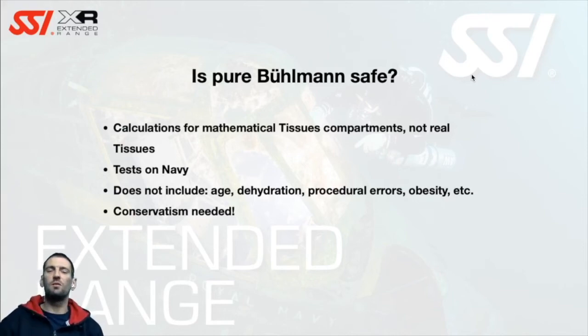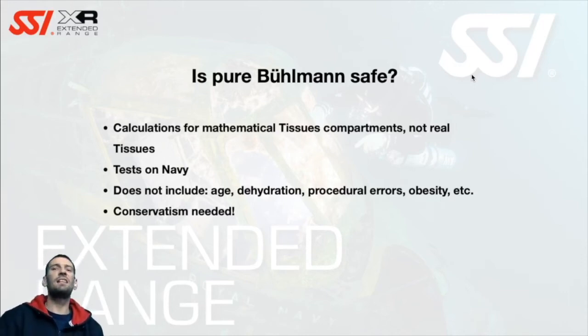But what is more important, why the pure Bühlmann algorithm is not safe, is simply because it didn't take into consideration factors like age, dehydration, obesity, physical conditions of the diver, procedural errors. The Bühlmann algorithm was created mostly using mathematical calculation and hyperbaric chambers. So if he decided to ascend from 40 meters to 20 with an ascent rate of 9 meters per minute, that was easy. For us as divers, it's not so easy, and I will even say it's impossible.